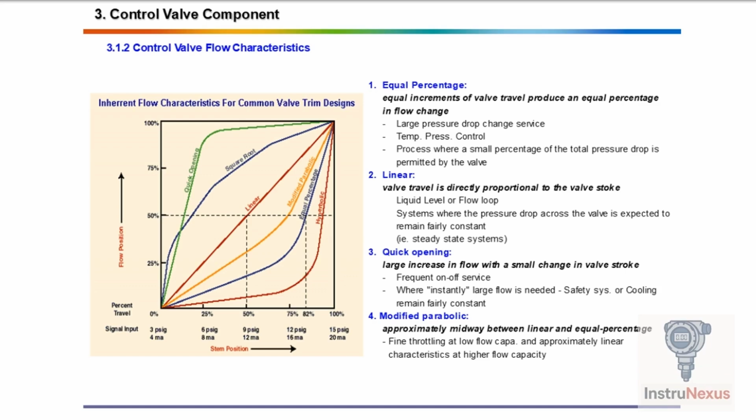2. Linear. Here, the valve travel is directly proportional to flow. That means a 10% stroke change results in a 10% flow change. Best suited for liquid level or flow control loops, and steady state systems where the pressure drop across the valve remains relatively constant.